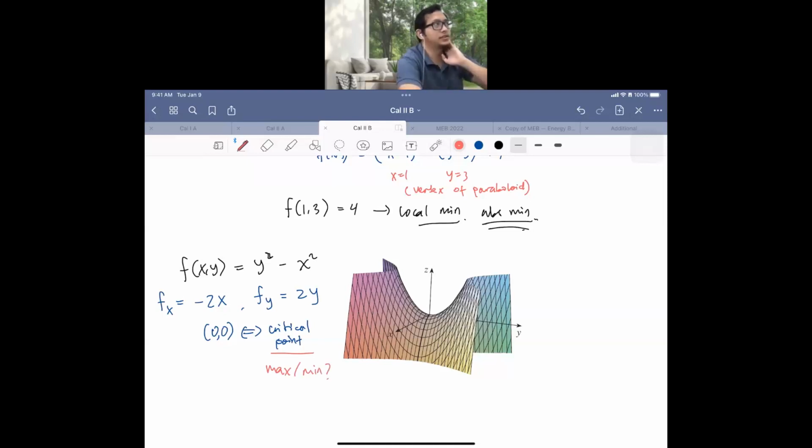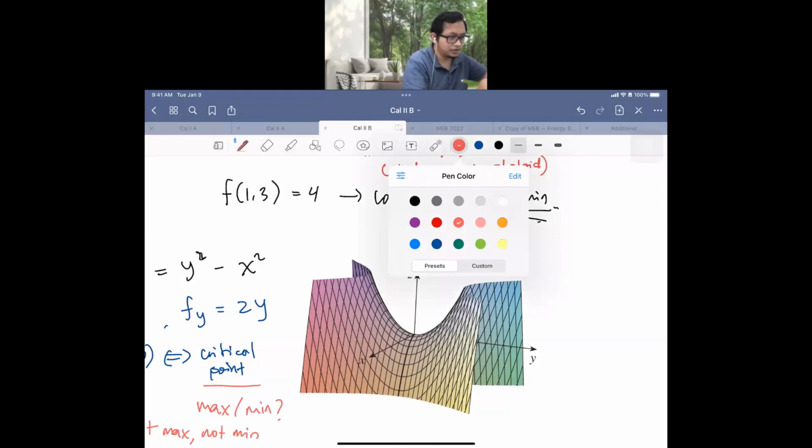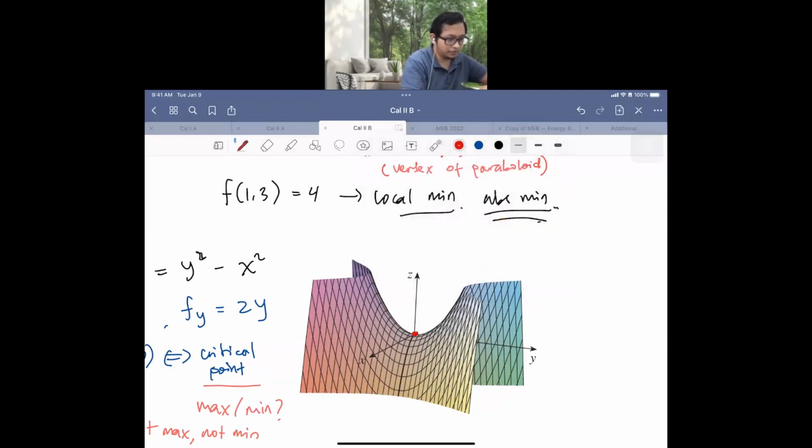And then the question is whether it's a maximum or minimum. It's difficult to see. Partial x is 0 and partial y is 0, so it is a critical point, but it is not a maximum and not a minimum. If you check the graph, the red color is our (0, 0). And remember, in chapter 12, we call this the saddle point.